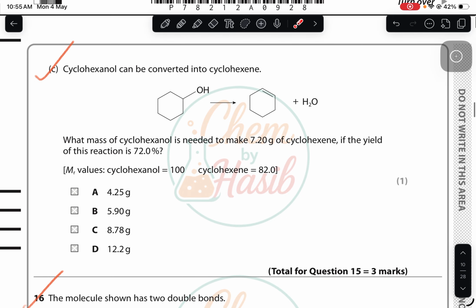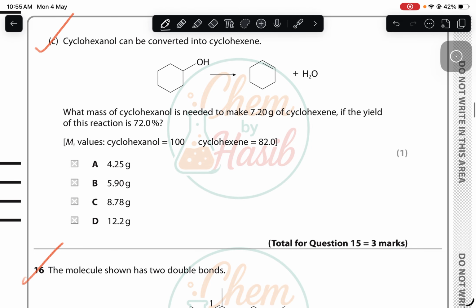Number C. What mass of cyclohexanol is needed to make 7.2 grams of cyclohexene if the yield of this reaction is 72%? Oh, the yield is 72%. You need to find the mass of cyclohexanol. Whenever you are asked to find the mass of the reactant, you need to find the theoretical yield of the product first.